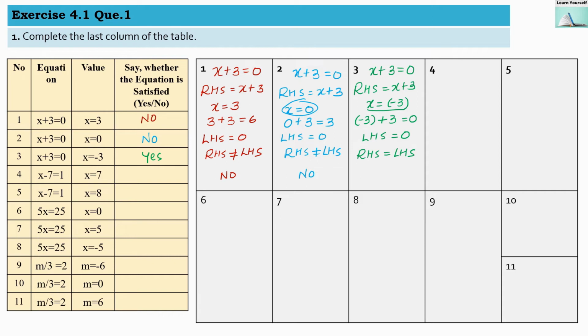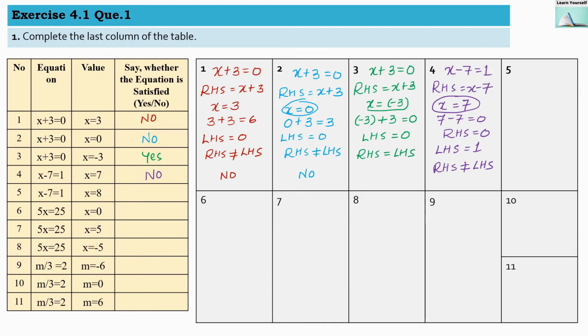Now the next equation is x minus 7 equals 1. So our expression here is x minus 7, and for x we have to take 7. So 7 minus 7, we will get 0. So this side is going to be 0 and the other side is 1. So they are not equal when we take the variable's value x equals 7. So this equation doesn't hold true for x equals 7.